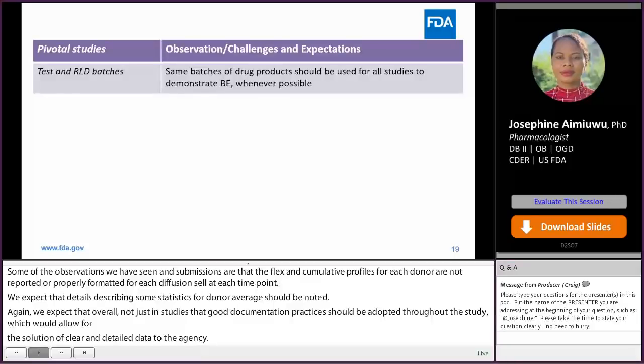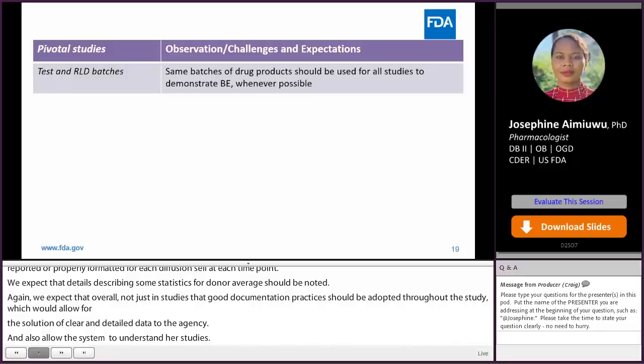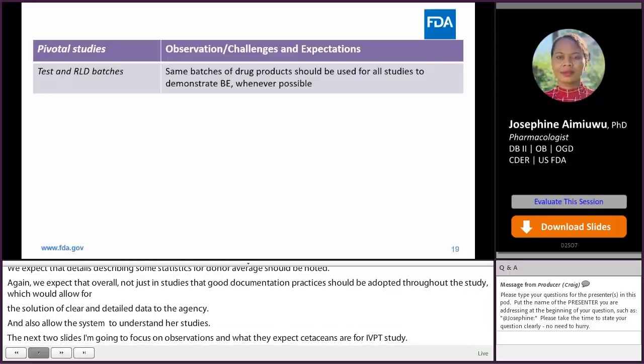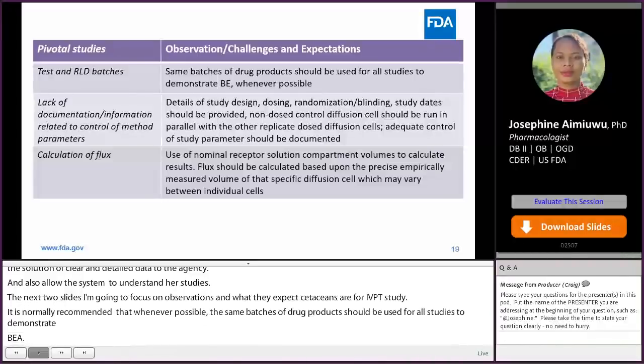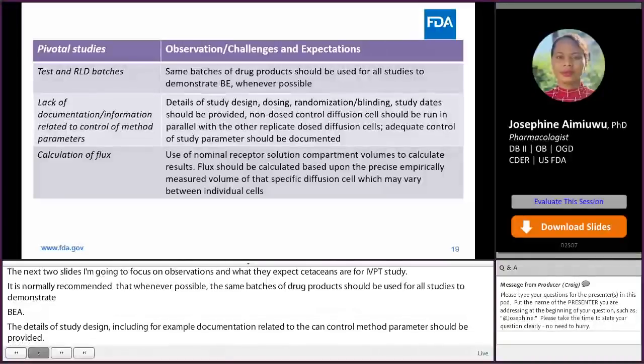The next two slides, I'm going to focus on some observations and what the expectations are for IVPT pivotal study. It is normally recommended that whenever possible, the same batches of drug products should be used for all studies to demonstrate BE. The details of study design, including, for example, documentation related to the control of your method parameters, should be provided. And we expect that the calculation of your flux should be based upon the precise empirical measured volume of that specific diffusion cell, which may vary between individual cells.